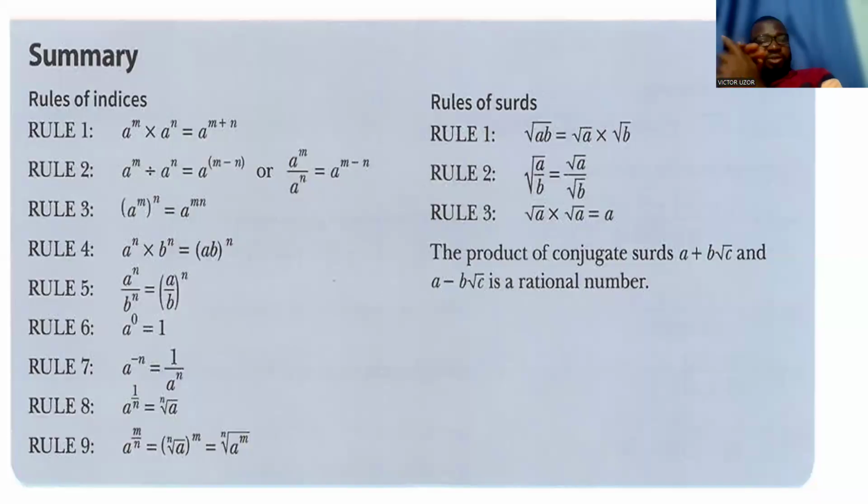Now, in summary, the rules of indices, like the ones I've taught you before, I would like you to look at them. They are going to be useful for you. Once you understand those rules of indices, it's going to help you in solving almost every algebraic expression or equation. And these 3 rules of surds are important in addition, subtraction, and rationalization of surds.